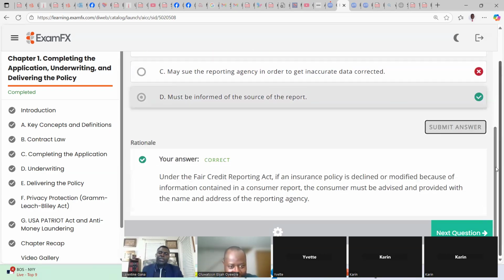You want to read the explanation? Under the Fair Credit Reporting Act, if an insurance policy is declined or modified because of information contained in a consumer report, the consumer must be advised and provided with the name and address of the reporting agency. Correct. That's very true.